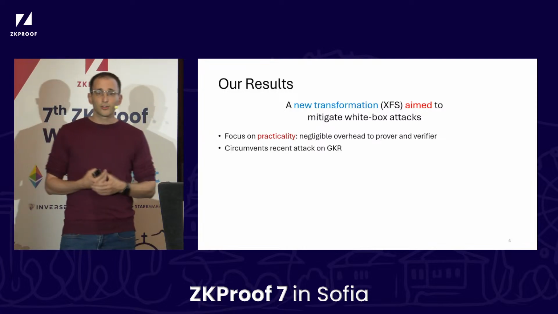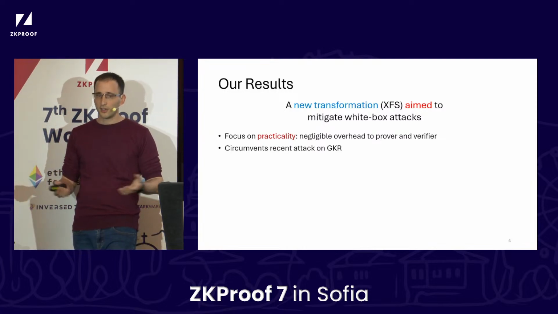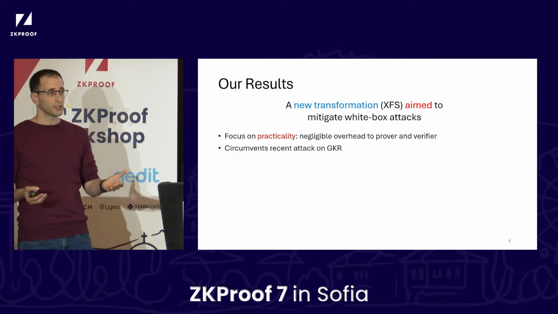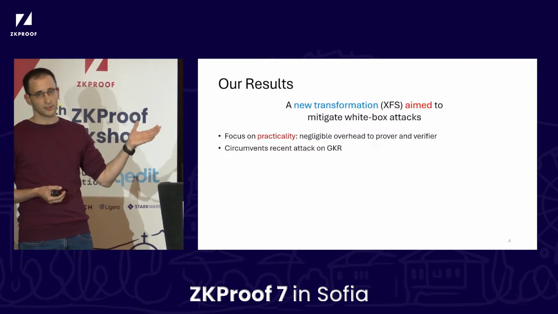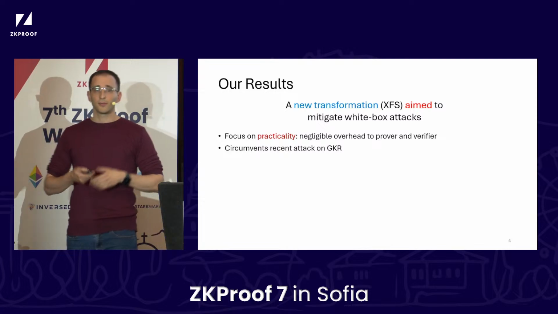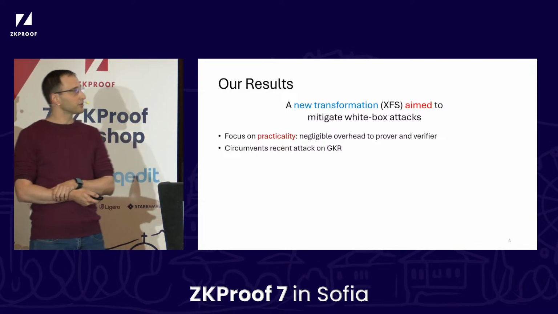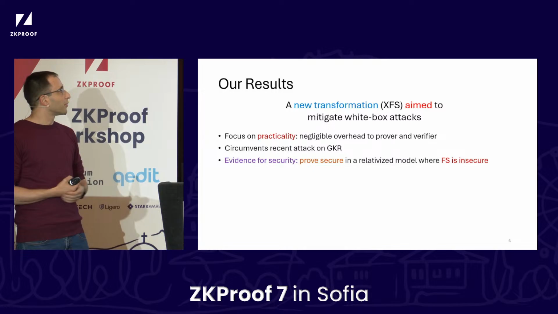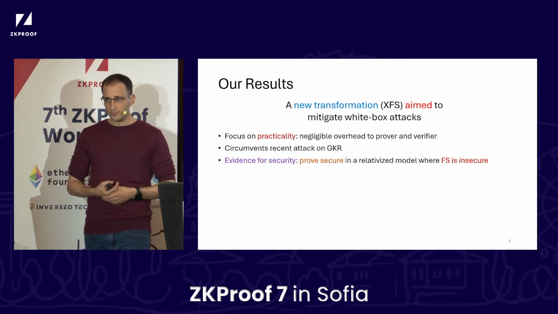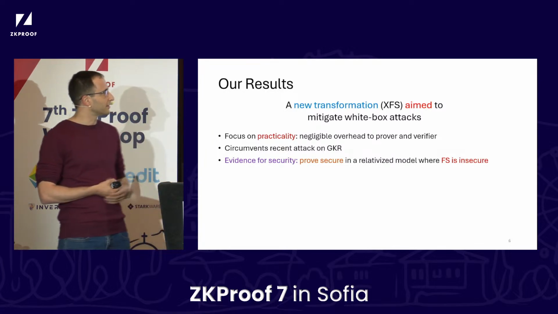It managed to circumvent the GKR attack, okay? So at least I don't know how to take the GKR attack and make it work on XFS, okay? We also provide some more reliable security. So we give some evidence. We define a relativized model. And if I have time, I'll talk about it in the end.